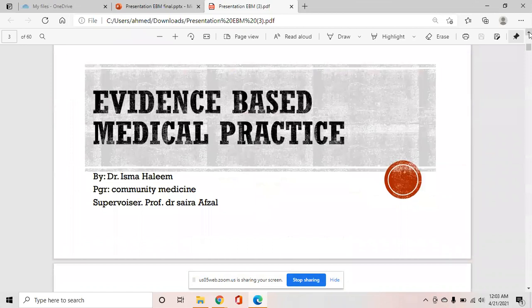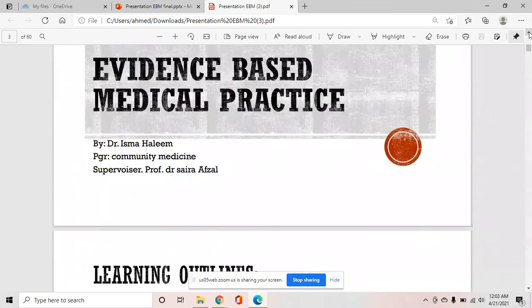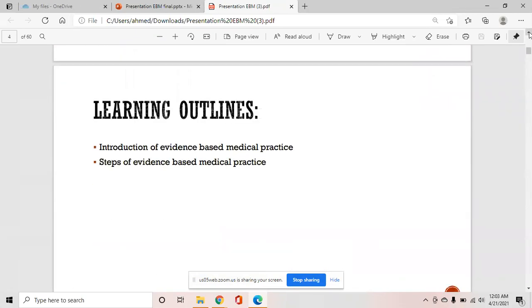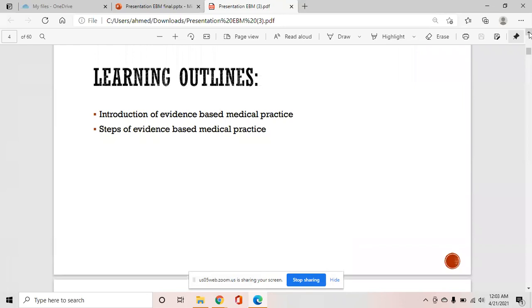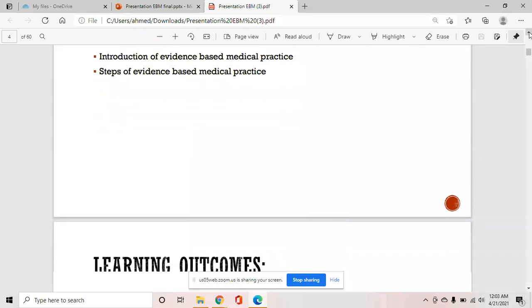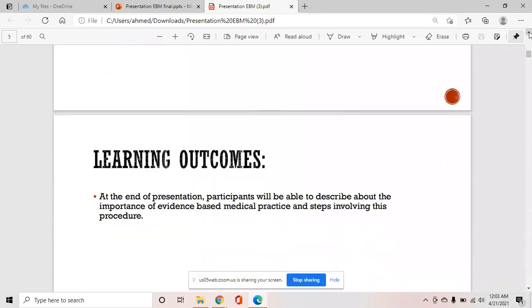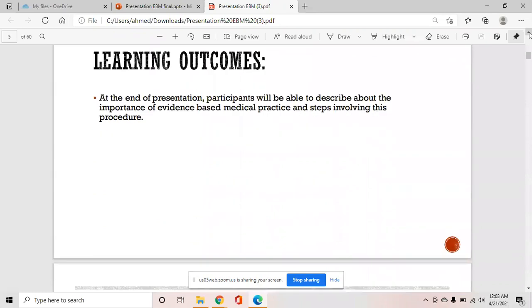Today, the topic of my presentation is evidence-based medical practice under the supervision of Professor Dr. Sarah Afzal. Learning outlines: introduction of evidence-based medical practice and steps of evidence-based medical practice. Learning outcomes. At the end of the presentation, participants will be able to describe the importance of evidence-based medicine and the steps that are involved in this procedure.